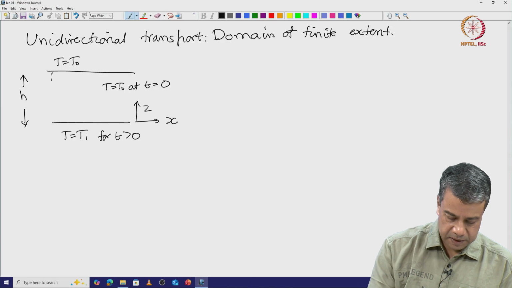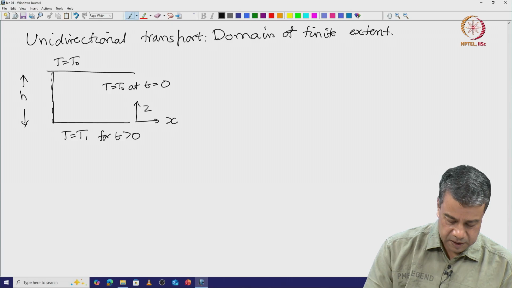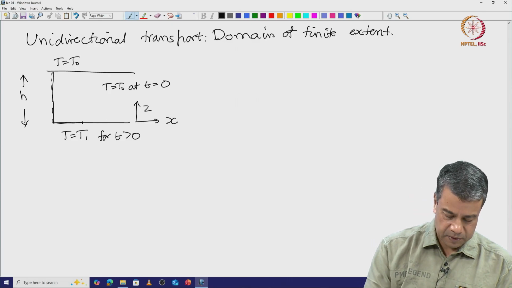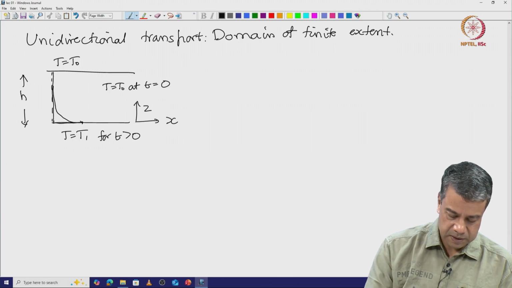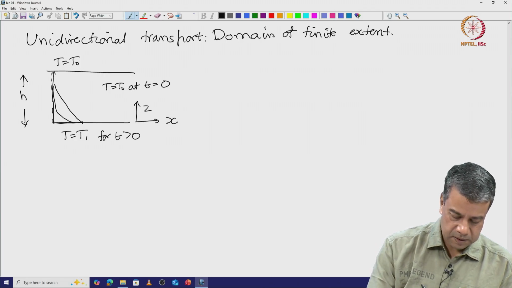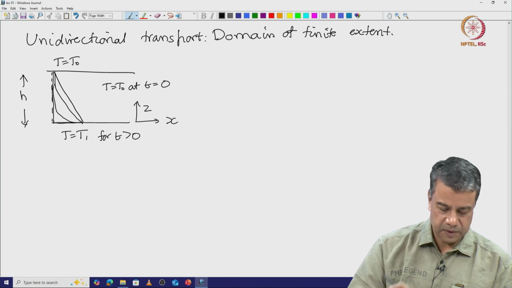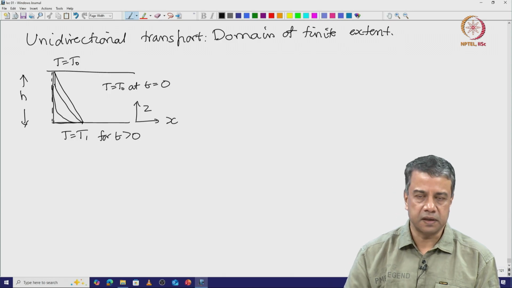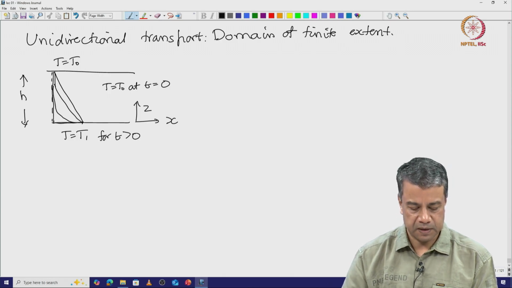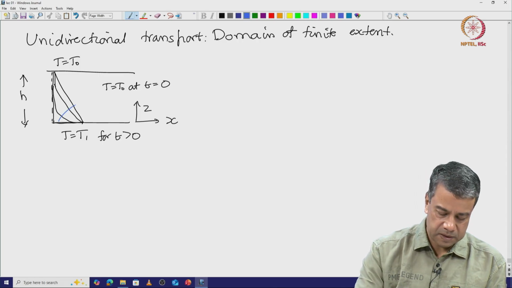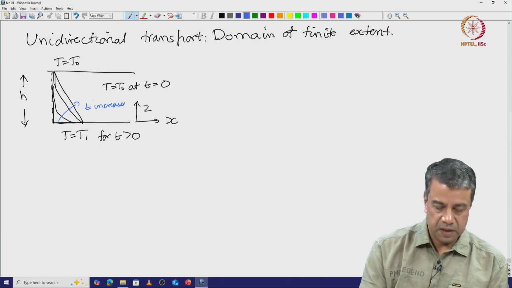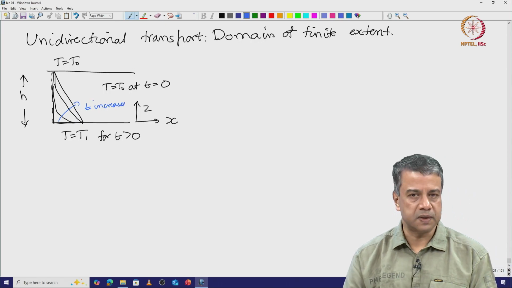So, you would expect that initially the temperature is T naught everywhere, and at time t is equal to 0 it is increased to a value T1, and as time progresses you would expect the temperature to increase like this, until in the long time limit you would expect a linear temperature profile between these two, provided there are no sources or sinks inside. And so, as time increases the temperature profile changes between these two plates.